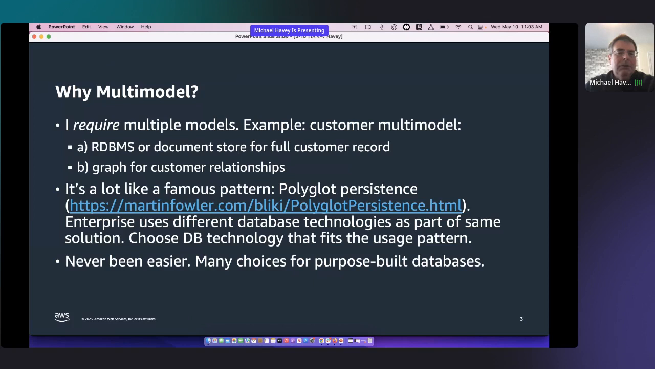So it's really by combining two models into one that I come up with the solution that I'm really interested in building. And in fact, there's a famous pattern that describes this called polyglot persistence. And there's a link here to Martin Fowler piece on this pattern. And the idea of the pattern is that an enterprise uses different database technologies as part of the same solution, where they choose the database technology that best fits the usage pattern. And it's by combining them that you end up with a solution. So if I wanted to consider polyglot or multi-model, it's never been easier because the number of choices available today in terms of database technologies is greater than ever.